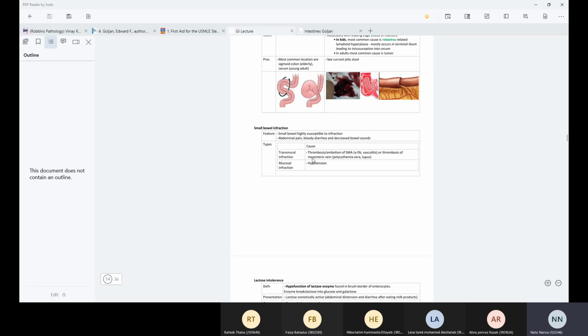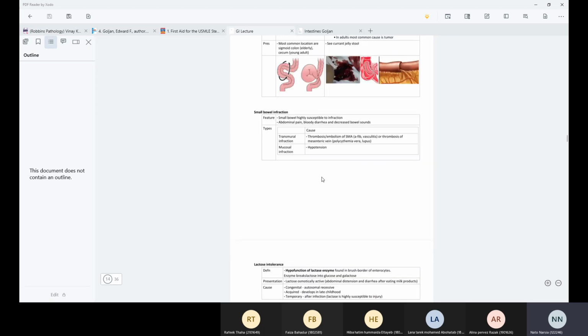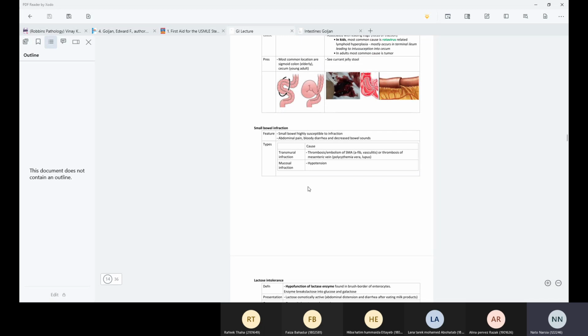But here, you see, the mesenteric vein as well. So the artery can be affected, the vein can be affected, but if it is the vein, most likely it will be polycythemia vera or lupus. That is important clinical information, by the way. If you know this knowledge, then you should be able to improvise it in real clinical cases. So vascular pathologies: angiodysplasia, thrombosis, emboli, which blood vessel, what is the clinical manifestation and association, that is really high yield.